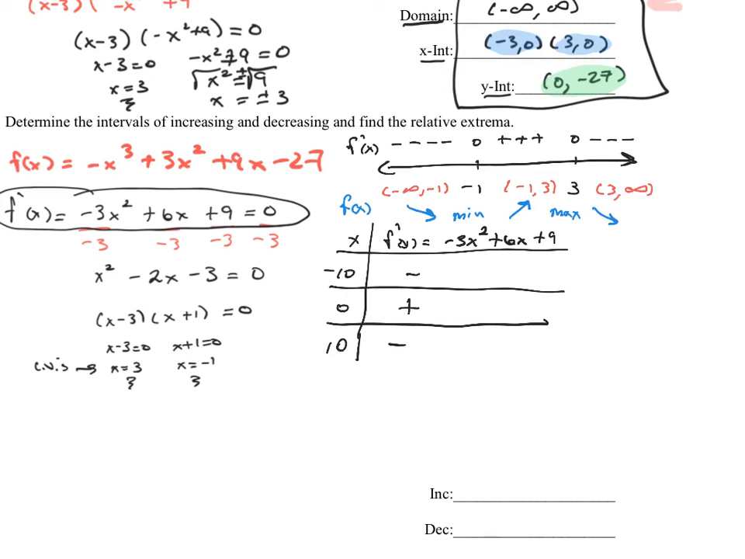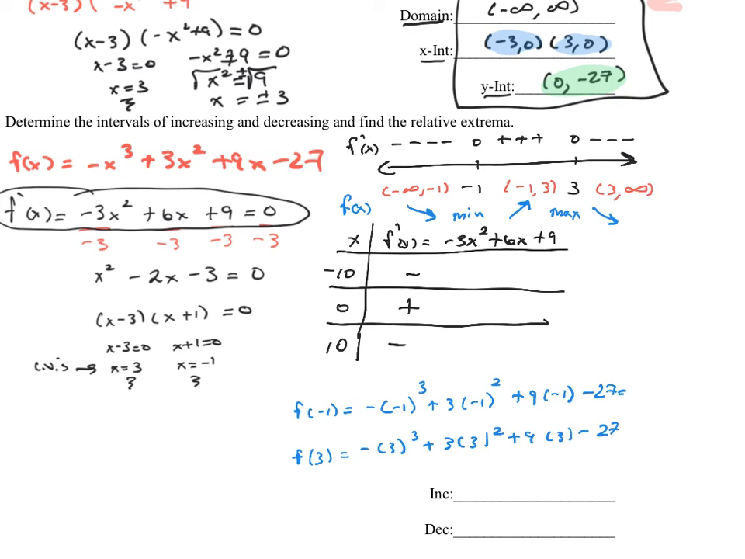Again, when I write maximums and minimums, I actually need ordered pairs. So the way you find the ordered pair again is by plugging the number into the original function. So I have to plug in negative 1 and I have to plug in 3 to the original function. The original function was negative x cubed, plus 3 times x squared, plus 9 times x, minus 27. I do the exact same thing with 3. I plug those numbers into my calculator and see what I get.